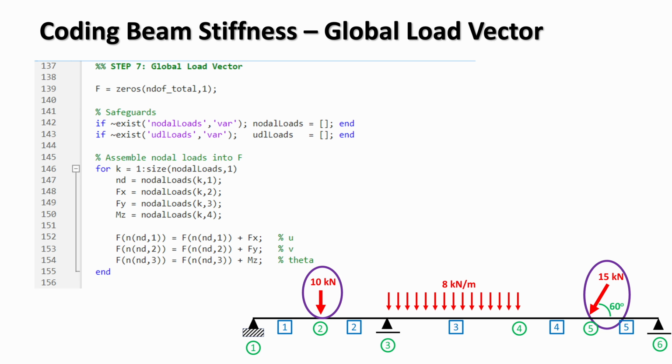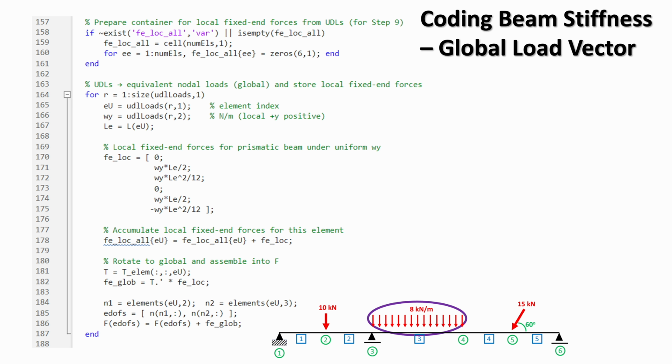As the loop progresses, any loads acting at the same degrees of freedom are automatically combined. At this stage, the global load vector contains only the nodal contributions, and the distributed load will be added in the next step. In this part, we include the effect of the uniformly distributed loads by converting them into equivalent nodal forces. Unlike nodal loads, a distributed load acts along an element, so it can't be added directly to the global load vector. Instead, first we compute the fixed end forces for each loaded element in its local coordinates.